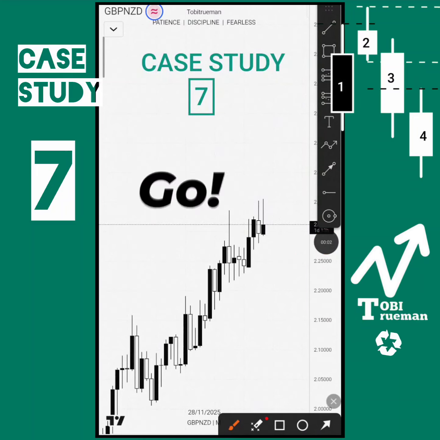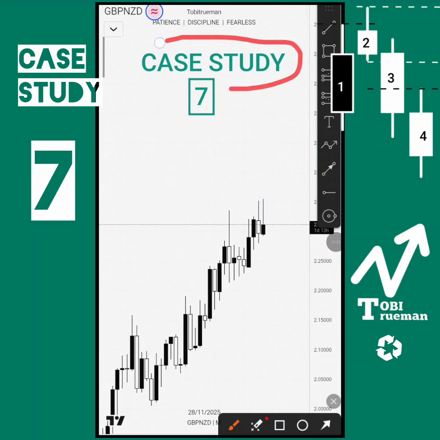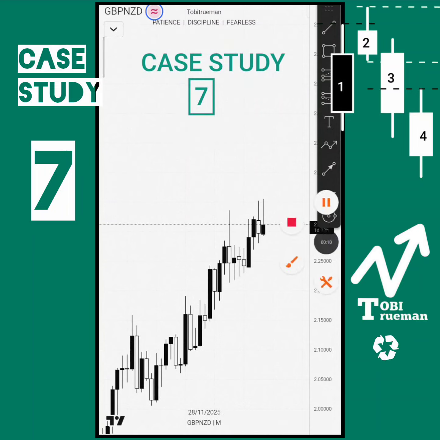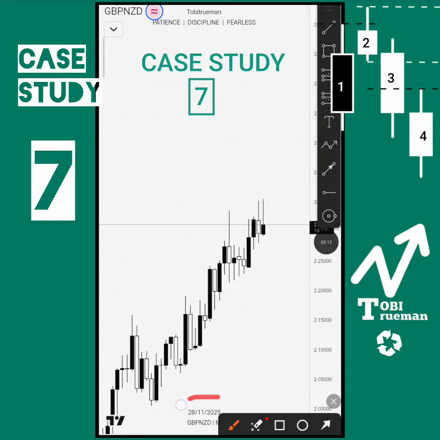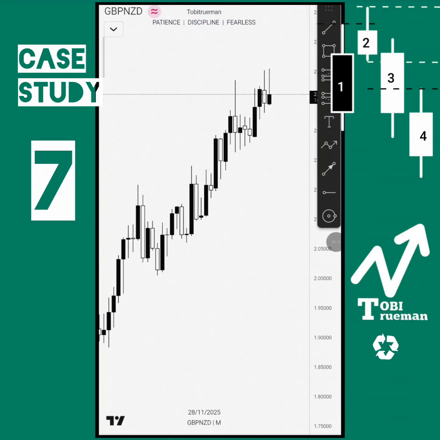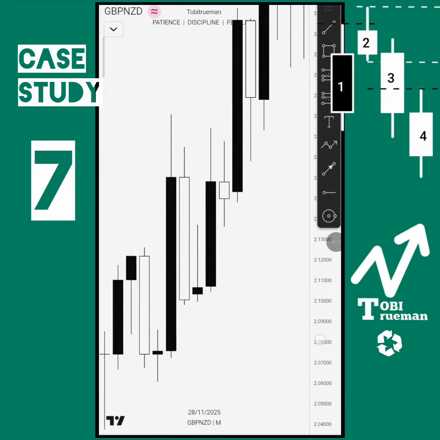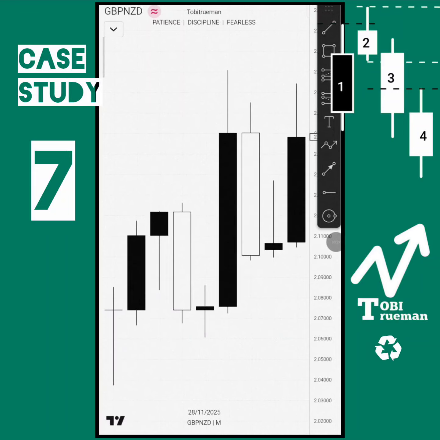Hello, you are welcome again as we look at case study number 7 today. We'll be looking at GBP/NZD. As usual, we'll look from the monthly time frame down to the daily. So let's take a look at the candlestick formation over here.